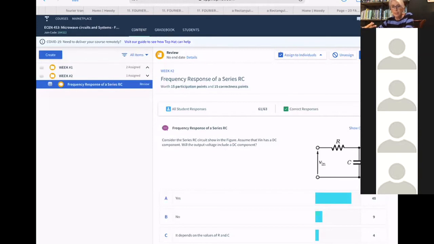Professor, I have a question about the Top Hat. Would the answer be opposite if the resistor and the capacitor were flipped? Yes. Okay, thank you.